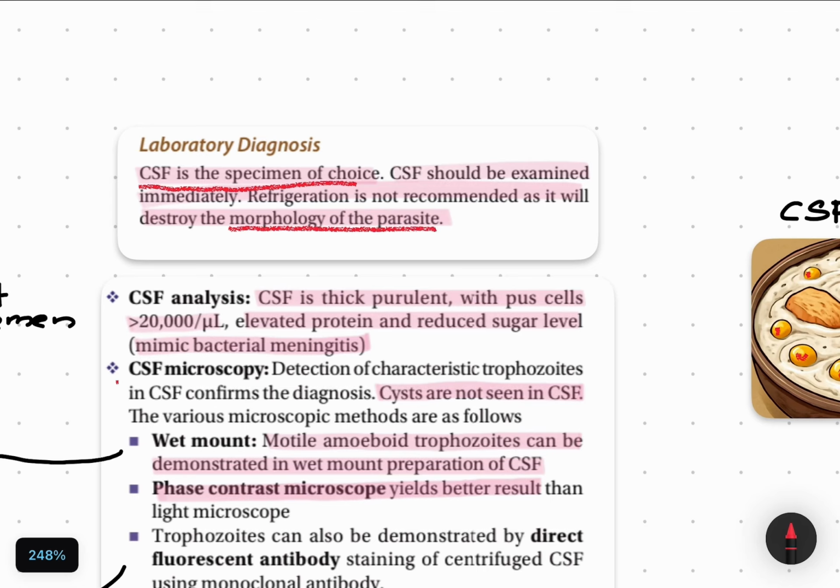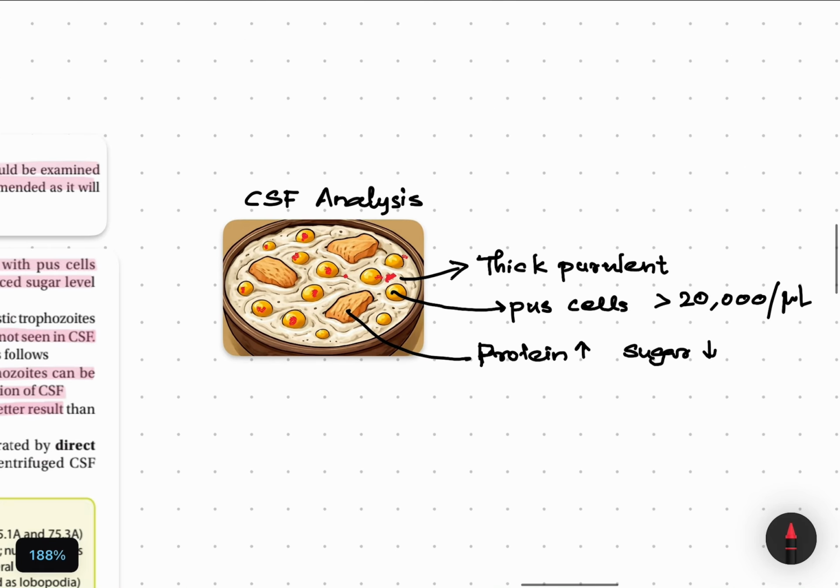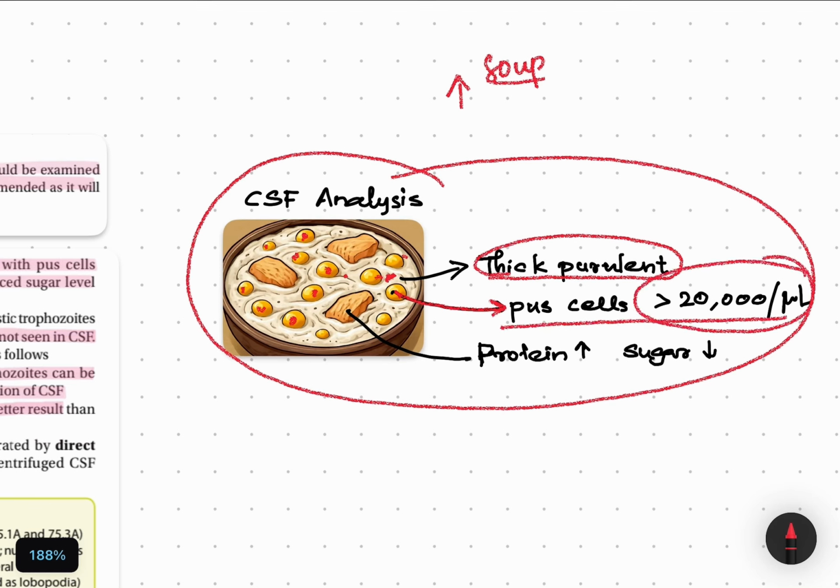Once you take the CSF out, you have to look for some things. So you are analyzing the CSF. For CSF analysis, I want you to think of the CSF as a soup. This is a protein soup, and the soup is very thick and purulent. Purulent means pus cells, right? Imagine you made your soup with lots of oil, and that oil represents the pus cells. So the pus cells present here are greater than 20,000 per microliter.